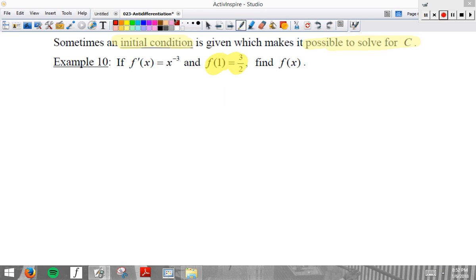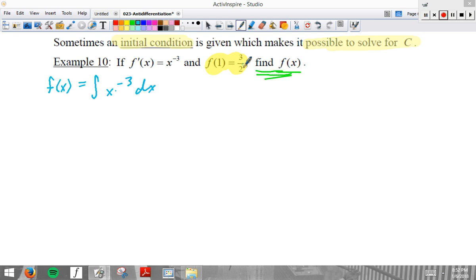And they tell me to find f of x. Not just anti-differentiate, but actually find f of x. So we're going to use our initial condition. So the first step, though, f of x would be the antiderivative of x to the negative 3 with respect to x. Does that make sense?